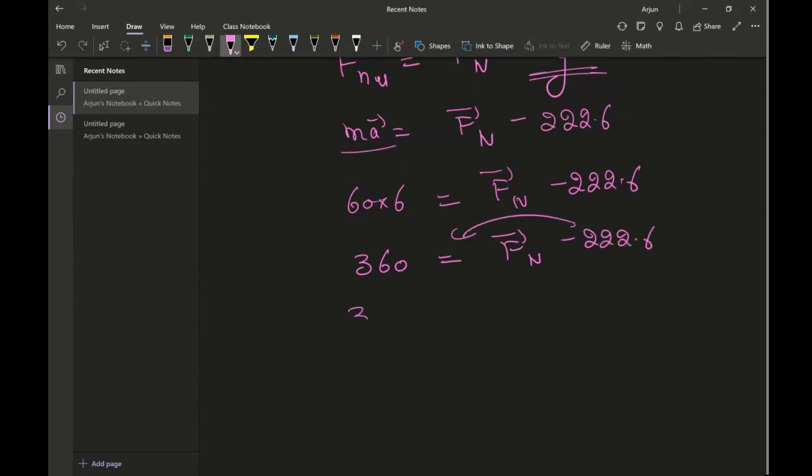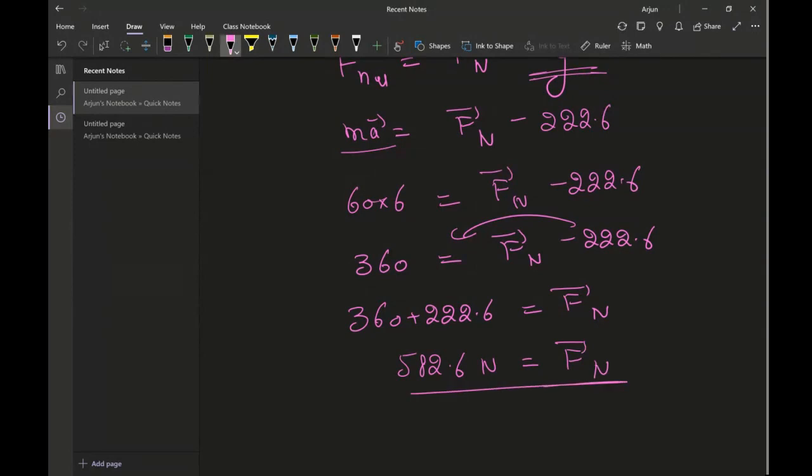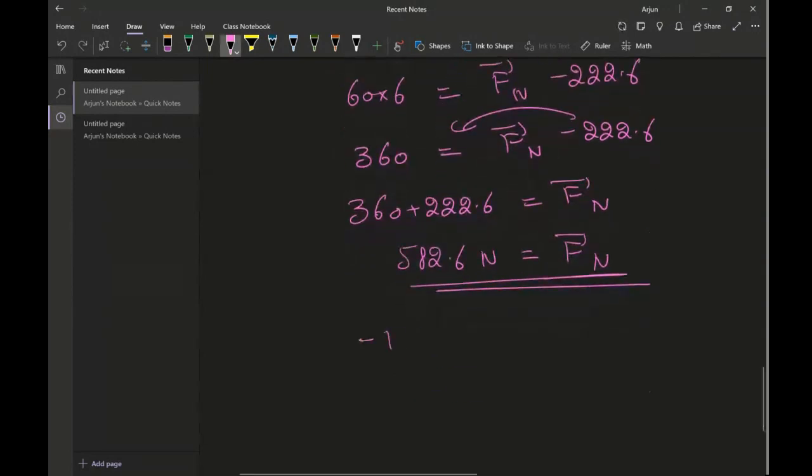This is going to go on the other side. 360 plus 222.6, that's going to give me the apparent weight. If I add these two numbers, the answer will come out to be 582.6 newtons. And is that the apparent weight? No, that is the normal force. The negative of the normal force is the apparent weight.